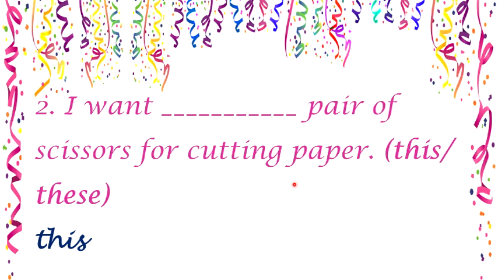Now here I would like to remind you that if you say the word scissors, here pair is used. But if the sentence was, I want dash scissors, now scissors is taken as a plural noun, then these will come. I am again repeating: I want this pair of scissors because pair of scissors is taken as a singular noun. But if I say I want scissors, then I will say I want these scissors because the word scissors is taken as a plural noun. Okay, let us move to the next.